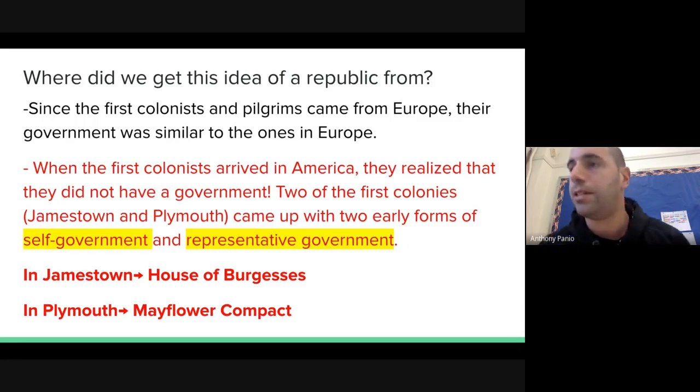So we get this idea of a republic where we say, you know what, we don't want a king or a queen to make the decisions. As a Jamestown colony, as a Plymouth colony, we want to govern as people equally.